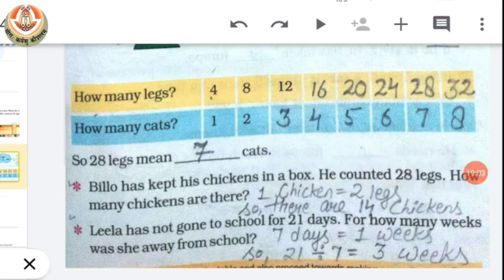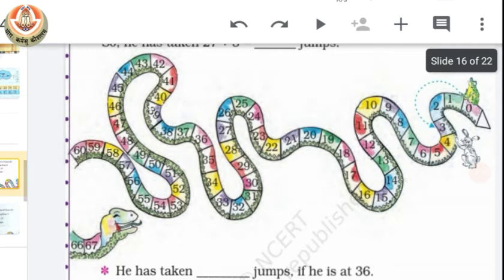Okay. So that means you just have to understand by which number you have to divide the given number. As in the case of the first question, we have to divide 28 by 2, and in the case of the second question, we have to divide 28 by 7. Okay. Now let's move on to the next activity.